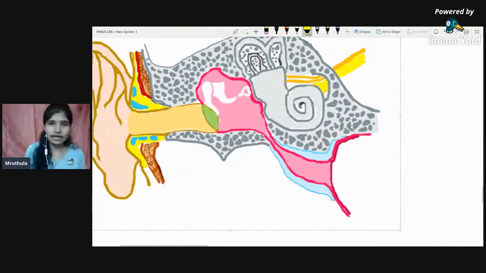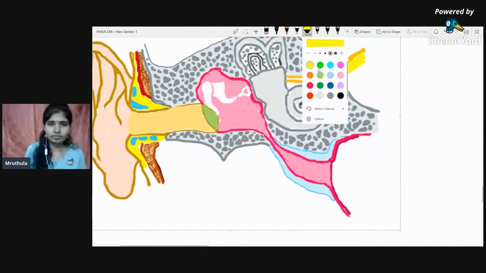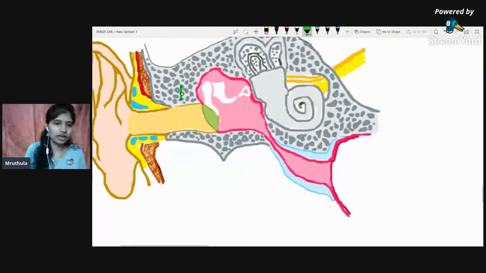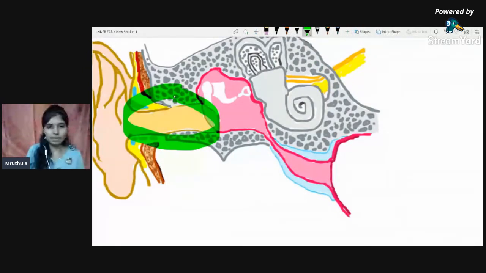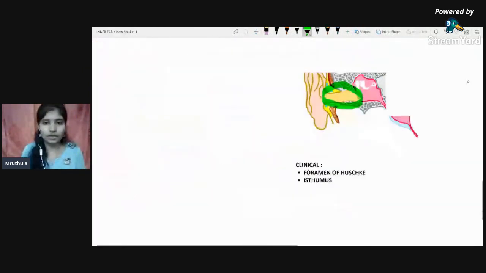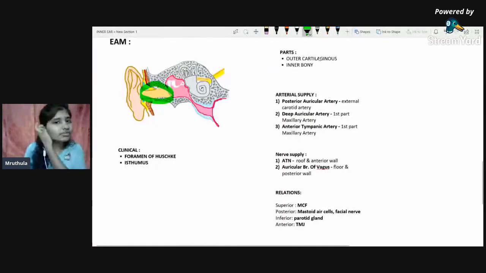Okay, let me mark it here. Yeah, this is the region, okay? This is our external acoustic meatus up to the tympanic membrane. Now, first let us begin with the parts of the external acoustic meatus.